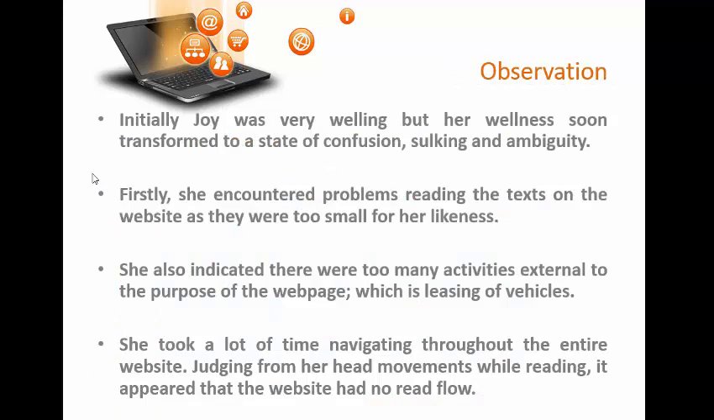Initially, Joy was very willing, but her willingness soon transformed to a state of confusion, sulking, and ambiguity. Firstly, she encountered problems reading the text on the website, as it was too small for her liking. She also indicated there were too many activities external to the purpose of the web page, which is the leasing of vehicles. She took a lot of time navigating through the entire website. Judging from her head movements while reading, it appeared that the website had no read flow.